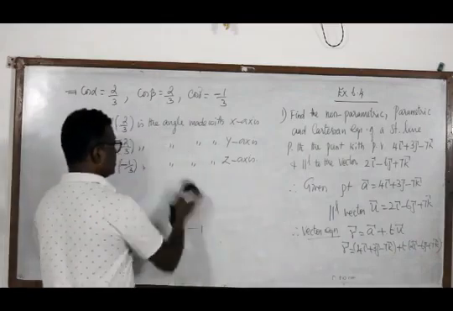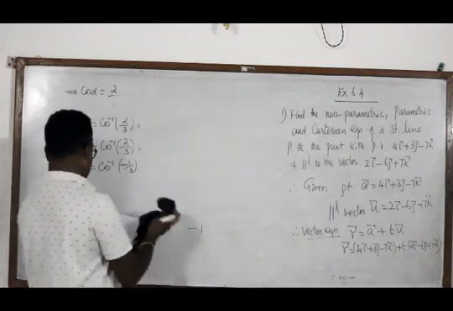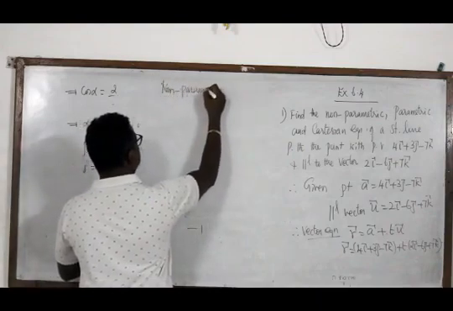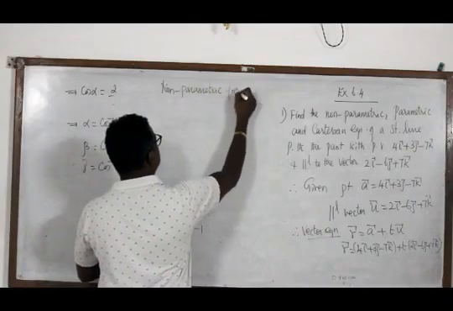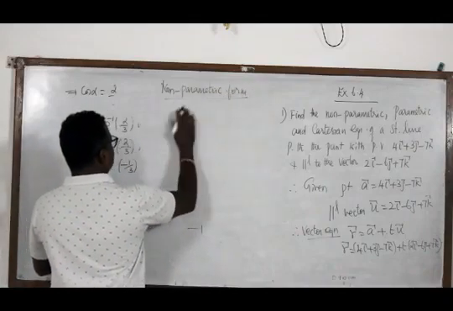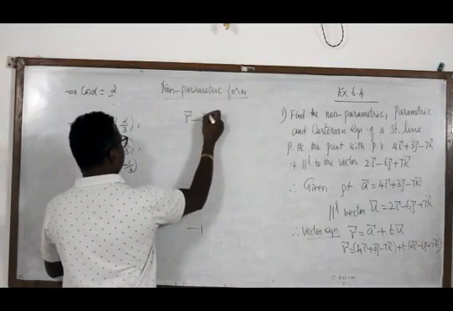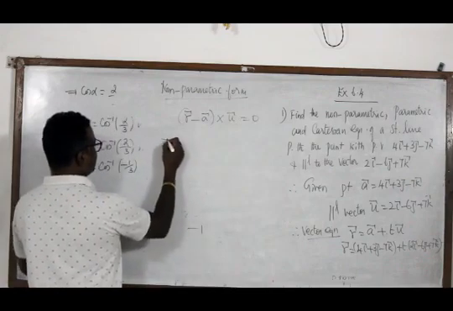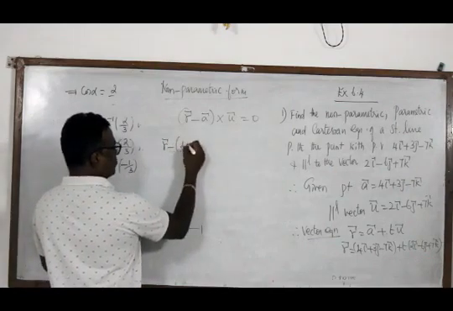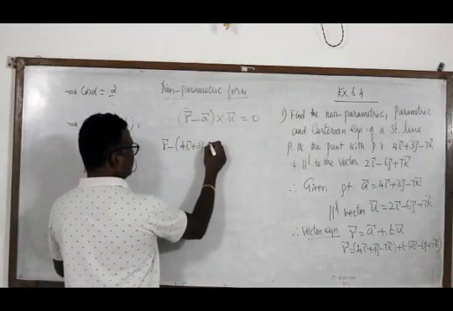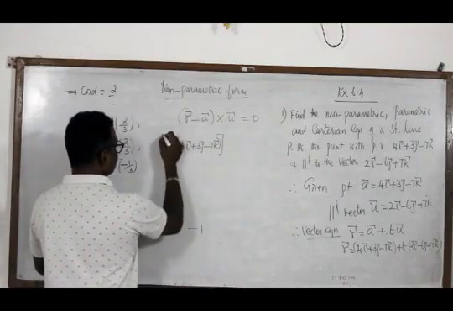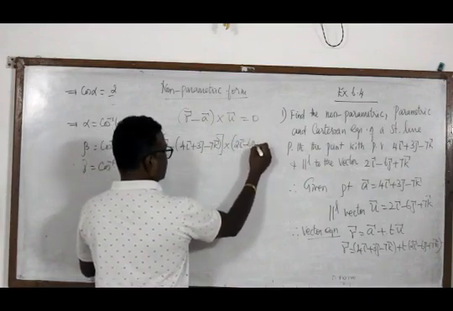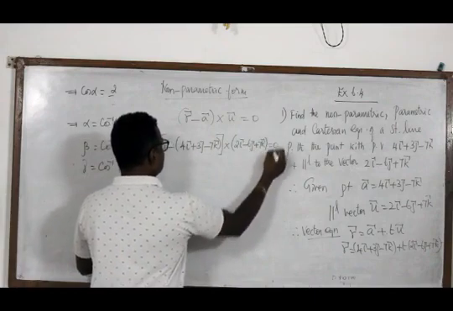This is the vector equation. Now, the non-parametric equation is, one point one vector means it is (R minus A) cross U vector equal to 0. Substituting, R minus A is 4i plus 3j minus 7k, cross U vector, which is 2i minus 6j plus 7k. This is equal to 0.